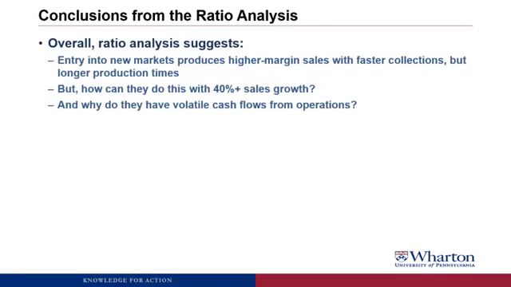So what do we see from this DuPont analysis? Overall, it looks like the entry into new markets is producing higher margin sales with faster collections, but longer production times. It seems like we're getting paid a higher margin to have the inventory in our factory longer. But there are some puzzles out there. How were they able to pull this off with more than 40% sales growth per year? And why is their cash from operations so volatile, or as we said earlier, squirrely?